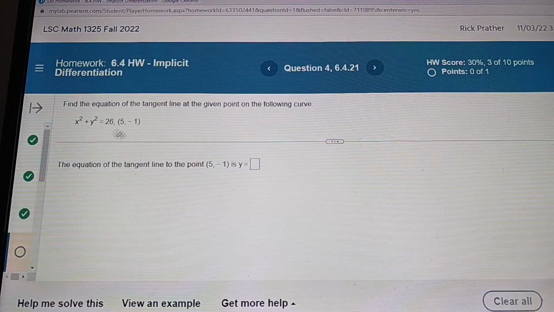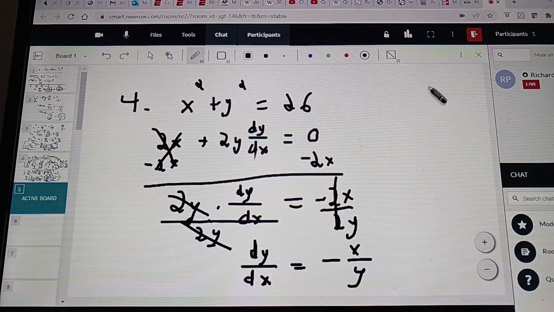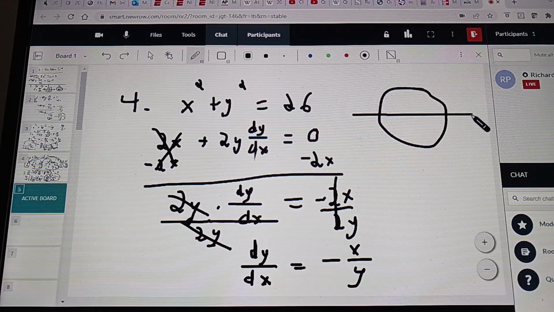Now what they want me to find is the equation of a tangent line. Tangent line slopes are derivatives. Find the equation of a tangent line at the given point on the following curve. So we have a circle, and then at the coordinate 5, negative 1, and this circle is centered at 0, 0 actually, because there's no numbers in parentheses right here. So at 5, negative 1, maybe like right here, there's a tangent line that would touch that circle once right there.